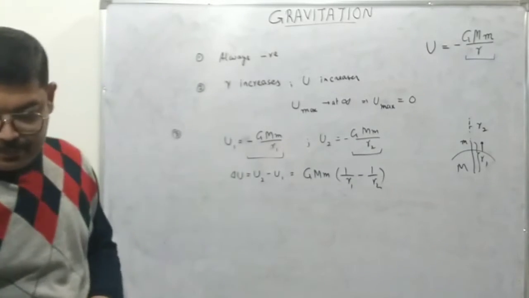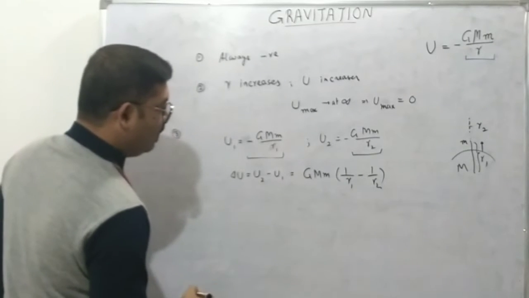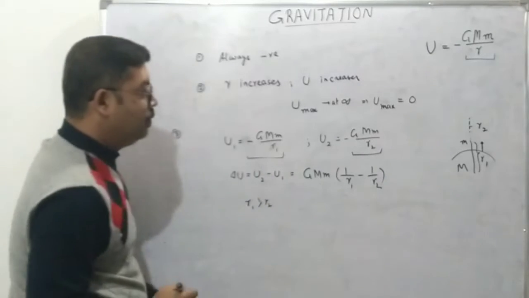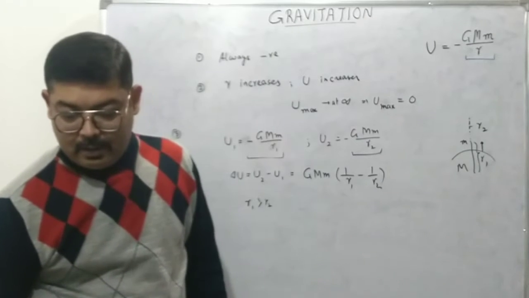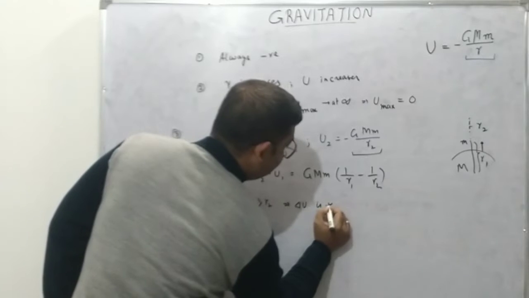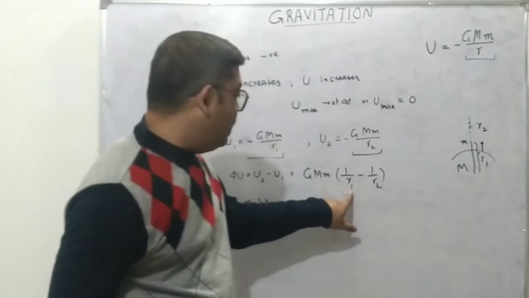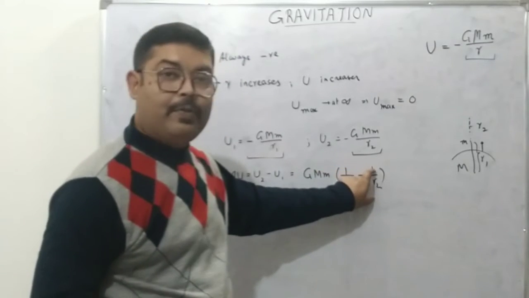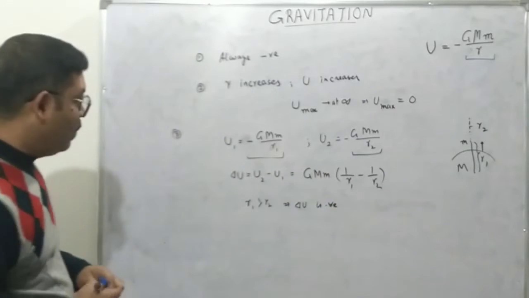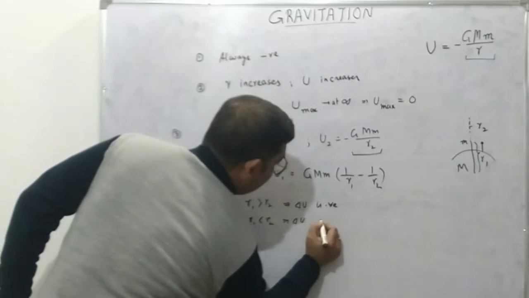If r1 is greater than r2, then delta U is negative. Right? Why? Because this term, being greater, this fraction will be smaller compared with this fraction. Thereby, the whole term will be negative, so delta U will be negative. Conversely, r1 less than r2 will give us delta U positive.